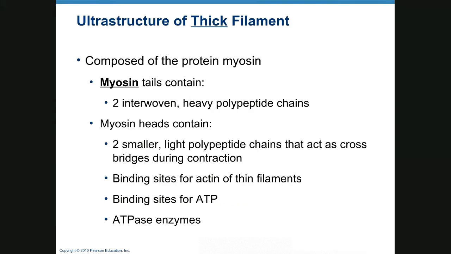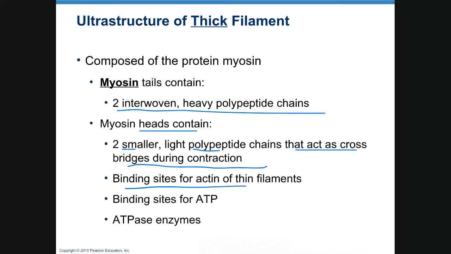Okay, the myosin are the thick filaments, and it has tails, two interwoven polypeptide chains, and then heads, which are smaller, lighter polypeptide chains. And these are the cross bridges during contraction that have the binding sites for actin, binding sites for ATP, and then also enzymes to break down the ATP.